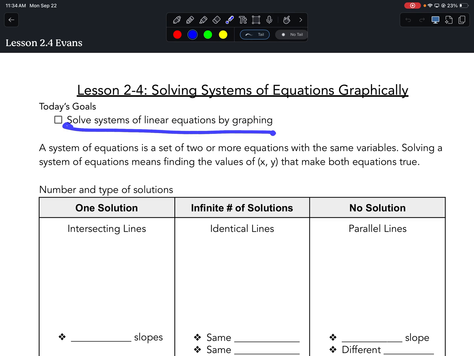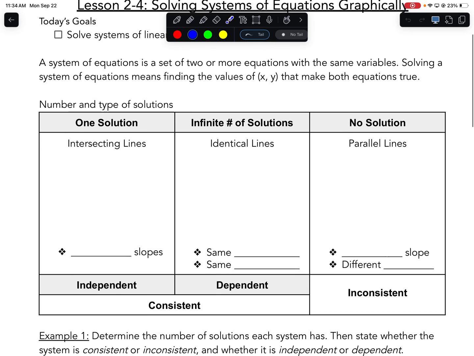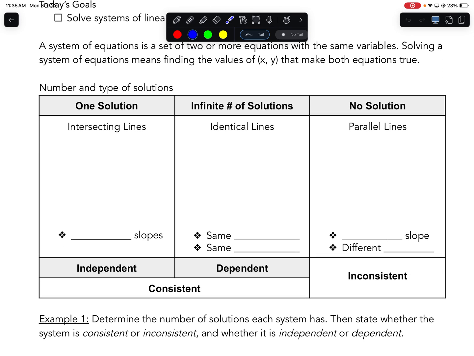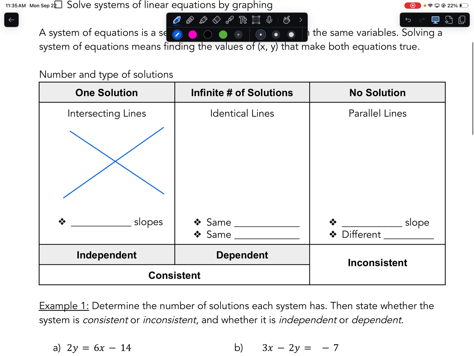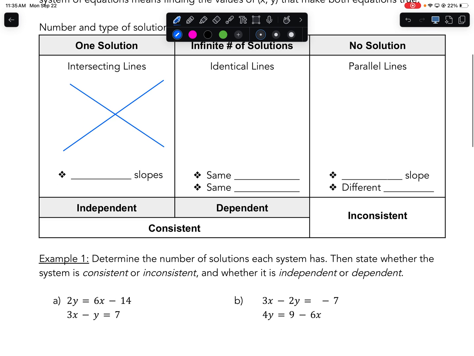Types of linear equations by graphing. So we got 3 different solution possibilities. First one would be like this. So how would you describe the slopes of those 2 different lines? They are different. It's not rocket science here, people.